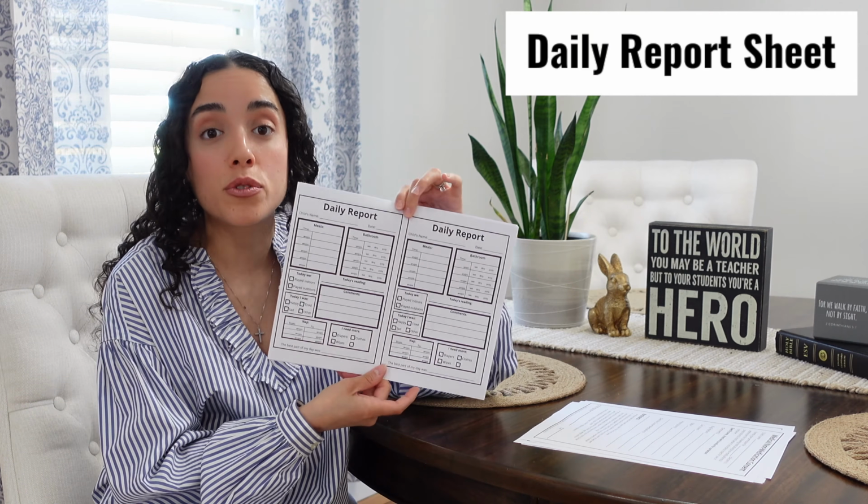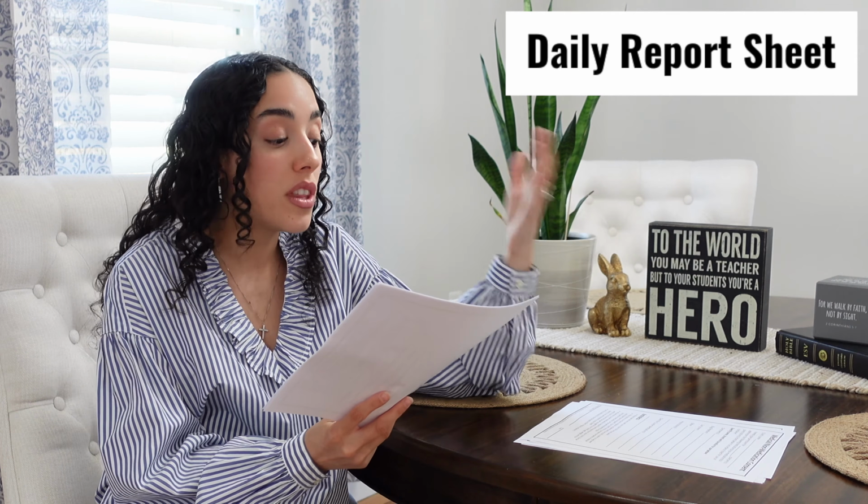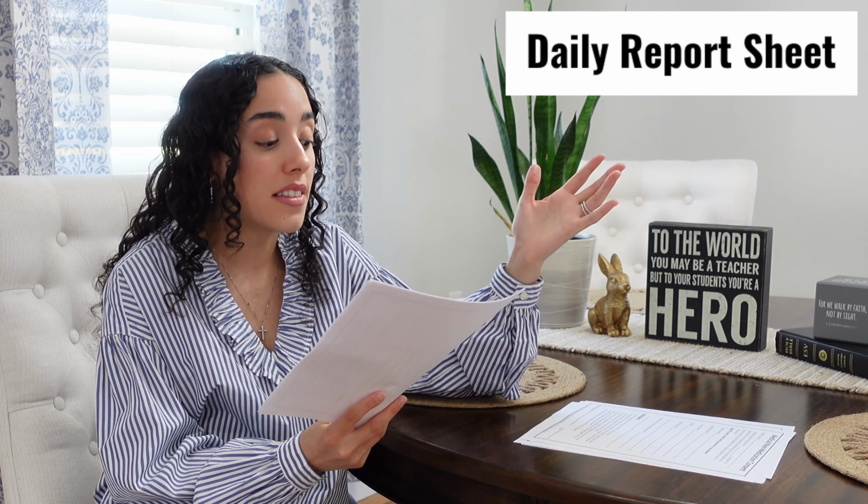The next form that I have is a daily report sheet. At the end of the day, it can be really hectic with all the parents coming in and then trying to get all the children out. A lot of times parents or guardians have a lot of questions. Did the child take a nap? Did they eat? How much did they eat? So this form is going to provide the parents with the date. It's going to let them know what they ate, at what time.